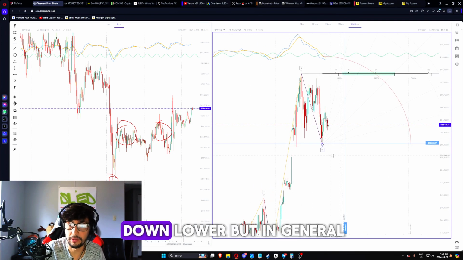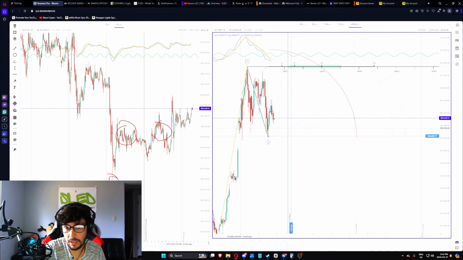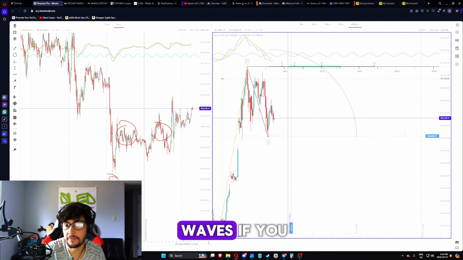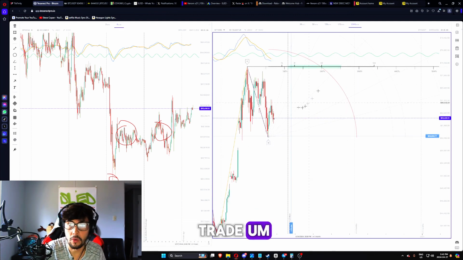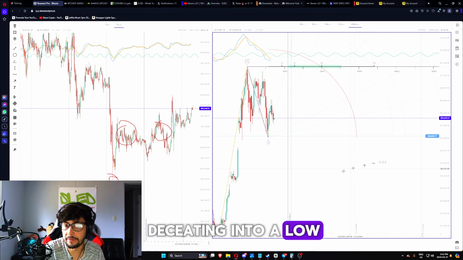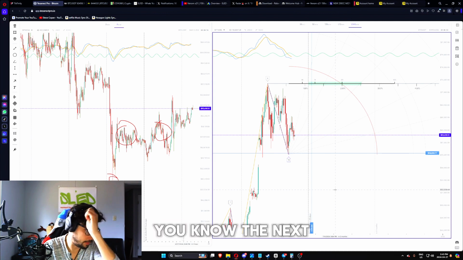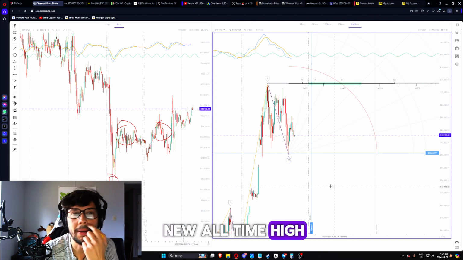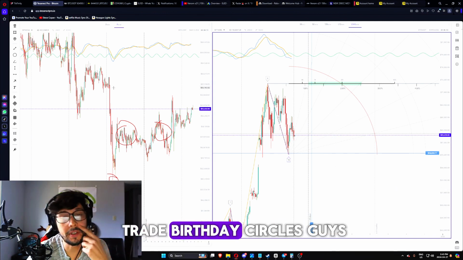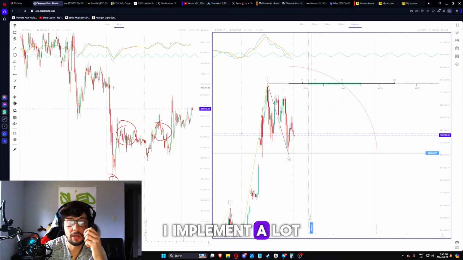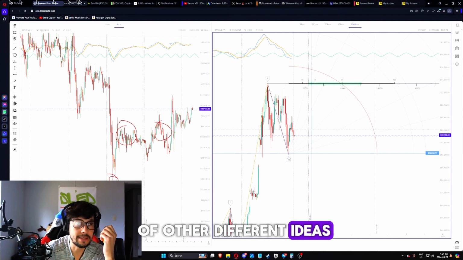We could still pop down lower, but in general, you can trade these smaller time frame waves if you're itching to trade, or you can start DCing into a low leverage position, and wait for a big move up, the next new all-time high. But that's how you trade Bertha circles, guys. I implement a lot of other different ideas into it.